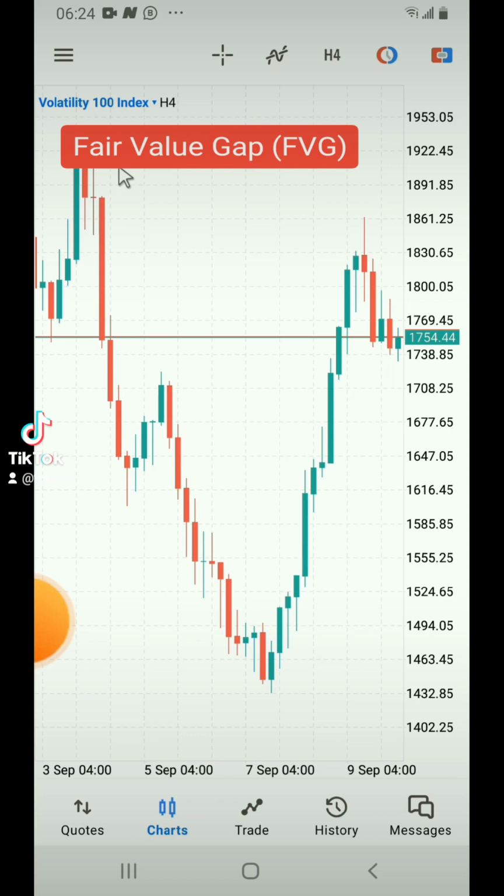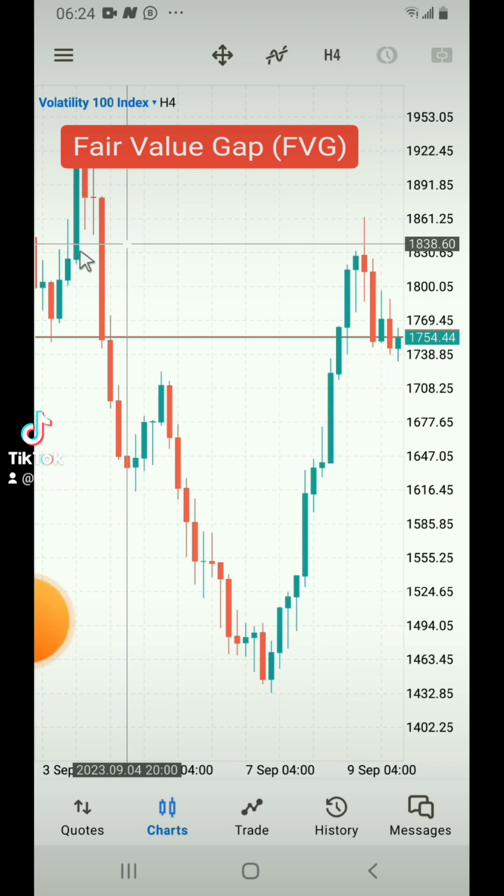The low of this doji candle here and the high of this candle here. You see there is a gap in between them. There is this gap between here and here. There is this gap between here and here. So when there is such a gap, that is what we call fair value gap. When there is such a gap, the market will come back and mitigate that gap, which means cover it.